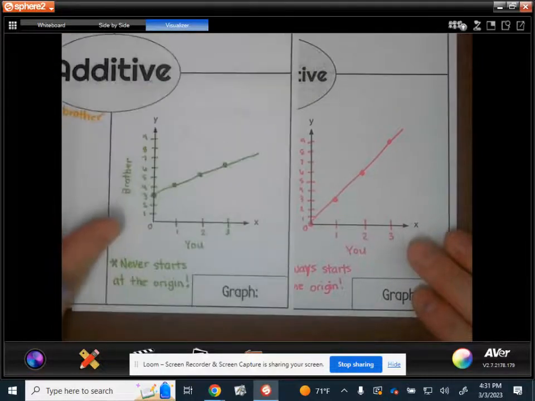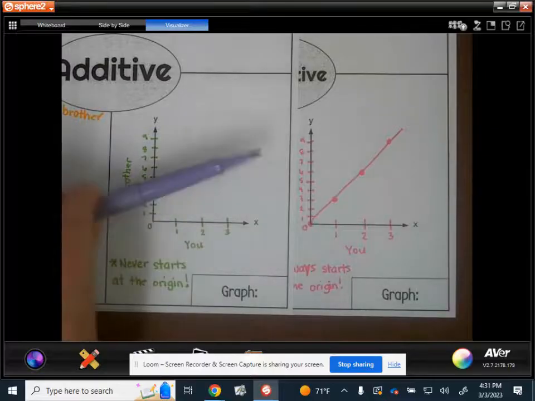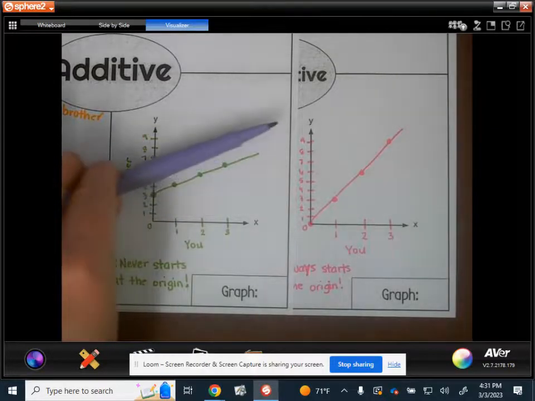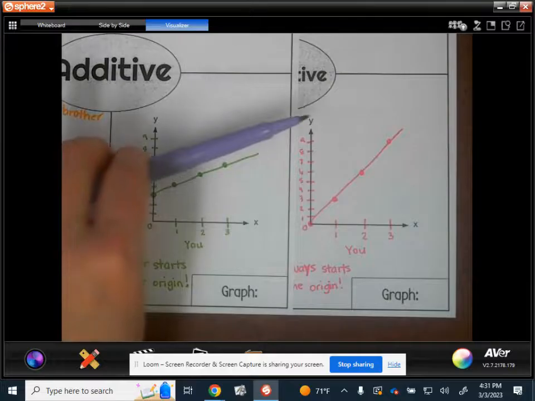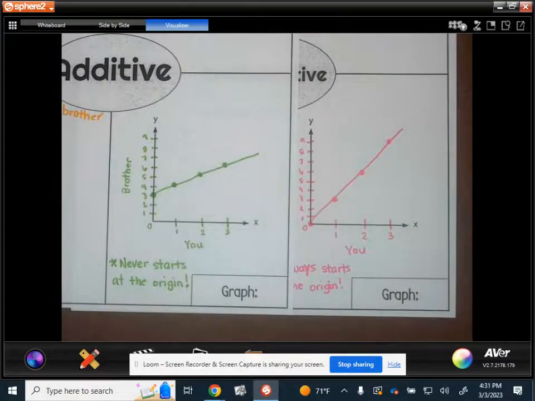If we compare the additive and the multiplicative, think of them as a mountain. This is like maybe a hill. It is going up, but then over here it's really going up. So multiplicative graphs go up fast, steeper, faster. I hope that was helpful and you learned something about additive and multiplicative relationships.